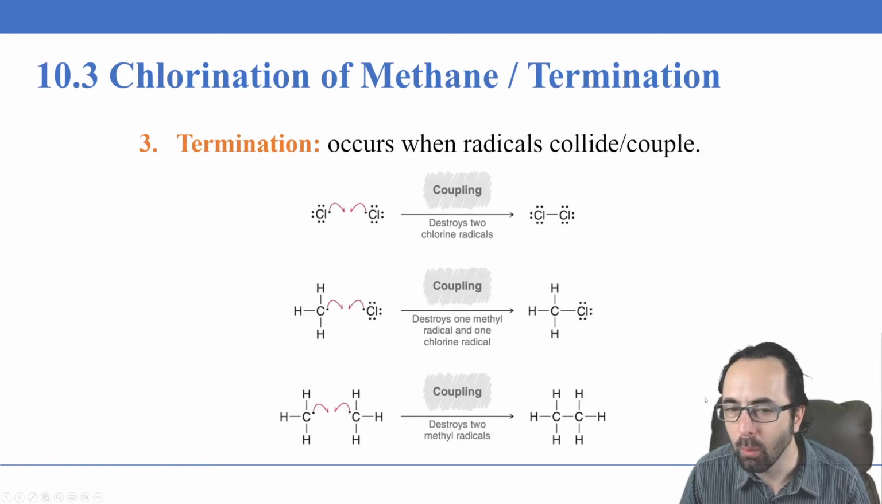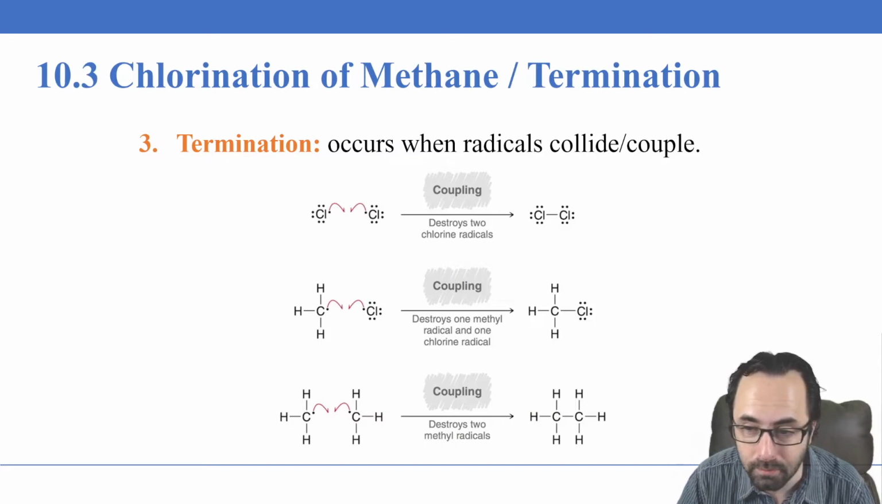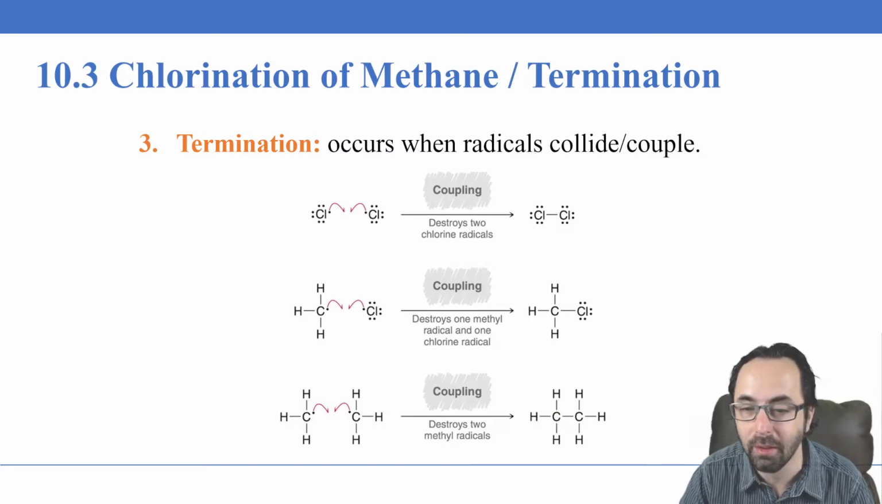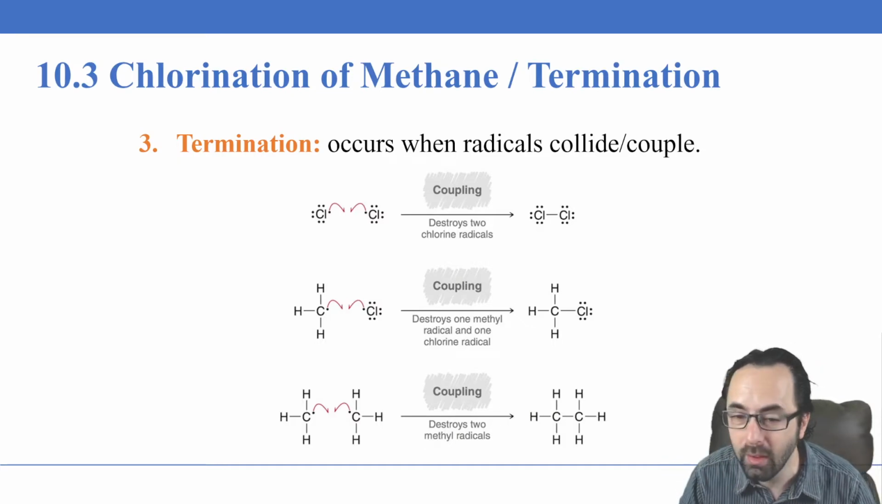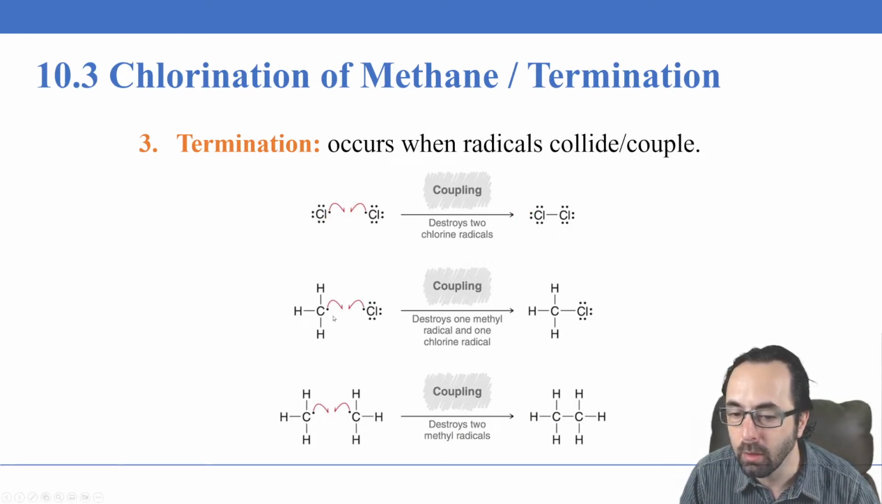Finally, we're going to have the termination steps, and this is when any radicals combine to create a bond and thus remove the radicals. They're no longer there, is what I mean. So this can occur when two chlorine atoms couple. Each of their unpaired electrons goes into making a bond, and we get our chlorine back. We can have a coupling between a methyl radical and a chlorine atom, and this will produce more chloromethane.